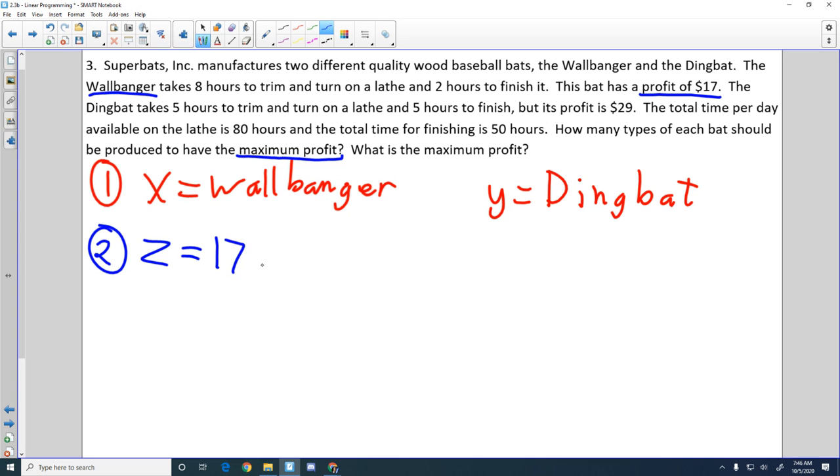So I'd write that as 17x. Plus, I'm looking for the profit of the other bat. All right, so the dingbat profit is $29. So I'm going to write that as 29y. 17x plus 29y, that's going to be my Z function. That's what I'm going to figure out, my profit. I'm going to try to maximize.